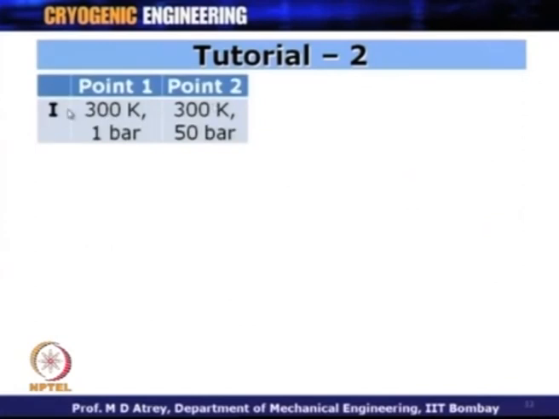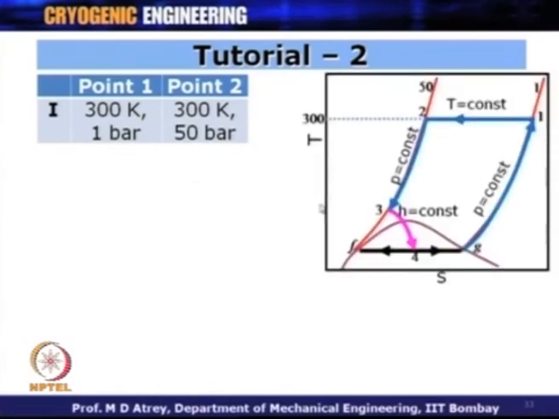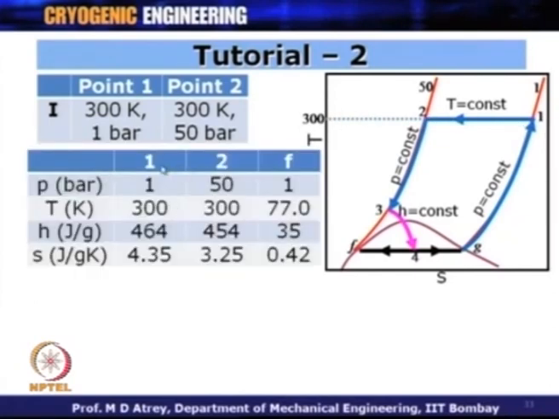So, the first case: temperature at 300 Kelvin and the compression is happening from 1 bar to 50 bar. The TS diagram is here, 1 to 2 is a compression process happening at 300 Kelvin. The properties at 1, 2 and F are as given over here. As soon as I say 1 bar nitrogen, the point F will be at 77 Kelvin. Point 1 is 1 bar, 300 Kelvin, with corresponding enthalpy and entropy given here. Point 2 is 50 bar, 300 Kelvin, with enthalpy and entropy given here. Point F is again at 1 bar, 77 Kelvin, and its enthalpy and entropy values are given over here.